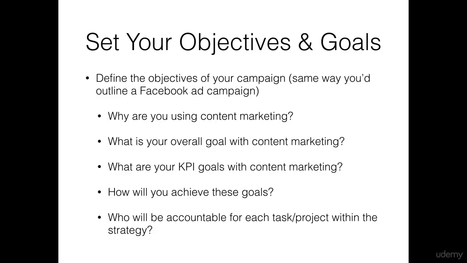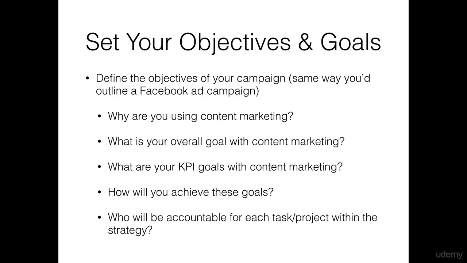What are your key KPI goals with content marketing? And how will you achieve these goals? And who will be accountable for each of the tasks, projects, and everything else within the strategy? So when it comes to your overall goals, those are going to be things like, I want to increase the number of leads that are coming into our onboarding sequence that then converts them into customers by 50%. You don't necessarily have to tie a KPI-based goal, but it's good to have a bit of an overall sense of like, this is where I want it to go in the next 3 months, 6 months.